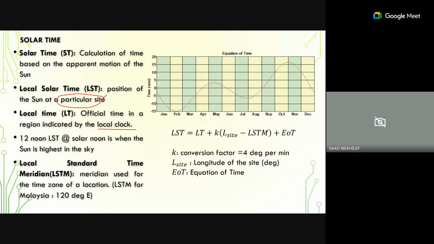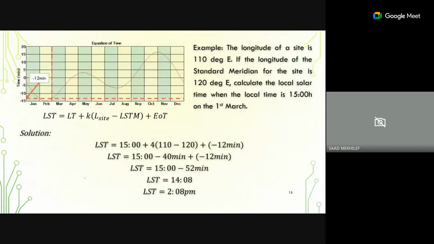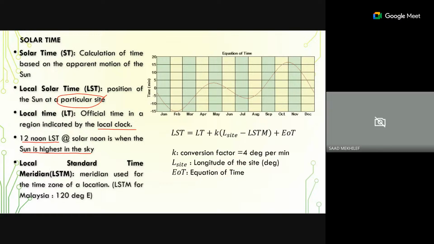For example, 12 noon LST, which is the local solar time, is solar noon, when the sun is at the highest in the sky. So this is the definition of the LST. And then we have the LSTM and so on. And this is given by this equation. We use this equation actually.